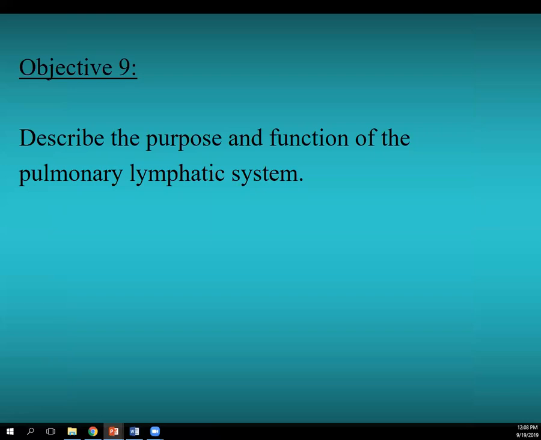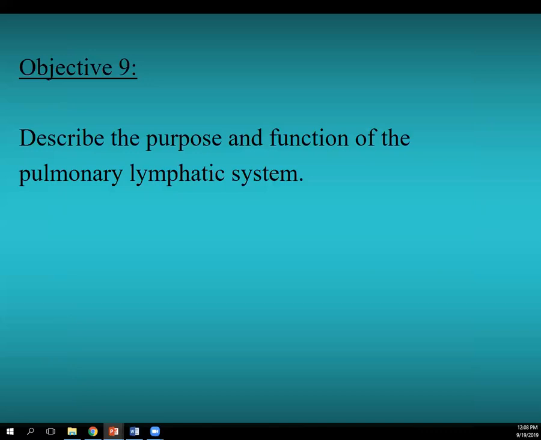Okay. So those different things in Objective 8 cover questions 39, 40, 41, and 42, talking about the difference between pulmonary and bronchial circulation. 43 also talks about the pressures in the systemic versus the pulmonary circulation, which we covered. And now we're going to go into the pulmonary lymphatic system.